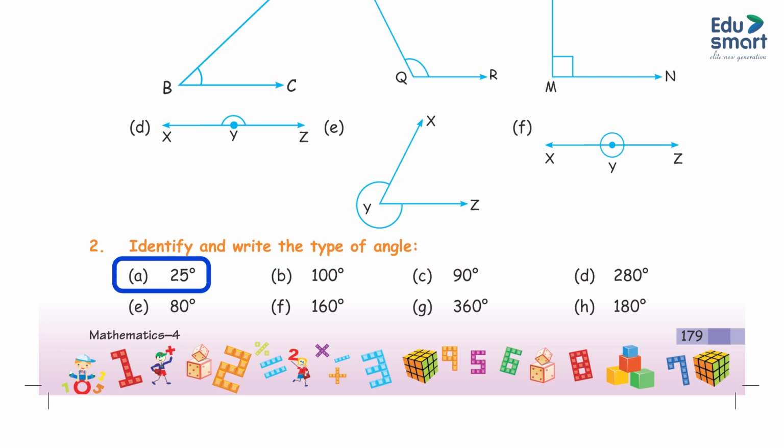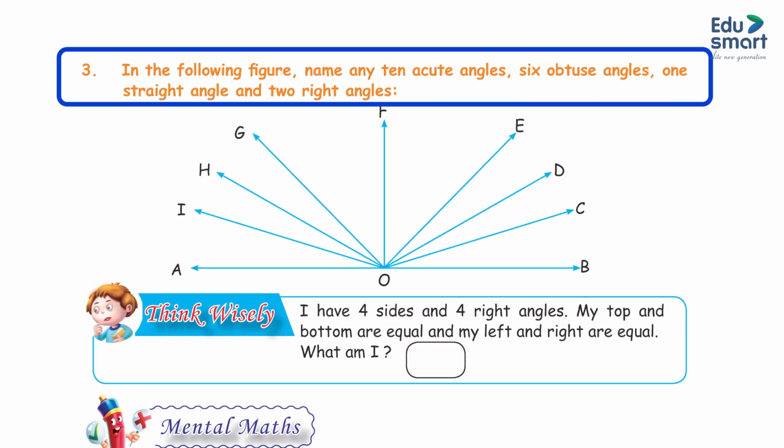A, 25 degrees, acute. B, 100 degrees, obtuse. C, 90 degrees, right. D, 280 degrees, reflexive. E, 80 degrees, acute. F, 160 degrees, obtuse. G, 360 degrees, complete. H, 180 degrees, straight. Question 3. In the following figure, name any 10 acute angles, 6 obtuse angles, 1 straight angle and 2 right angles.